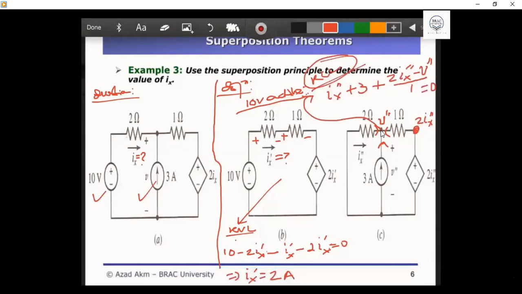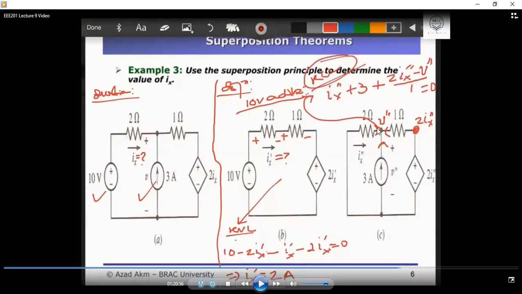Yes. Live class, if you have a question, you can ask me. At this point, I applied the KCL. How many currents? Three currents. One is Ix double prime, one is the 3 ampere current, right? So Ix double prime plus 3 ampere, plus this current going through the 1 ohm resistor. What is that? It is V1 minus V2 divided by 1. So what is V1? V1 is 2 Ix double prime. V2 is V double prime.